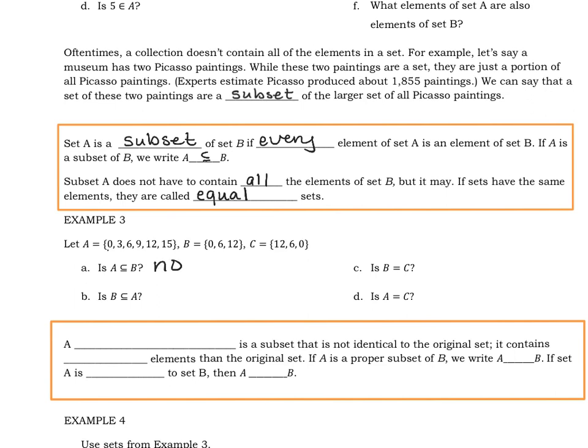They're asking if B is a subset of A. So is 0 in set A? Yes. How about 6? Is that in set A? Yes. How about 12? Is that in set A? Yes. Since every element in set B is an element of set A, we can say that B is a subset of A.